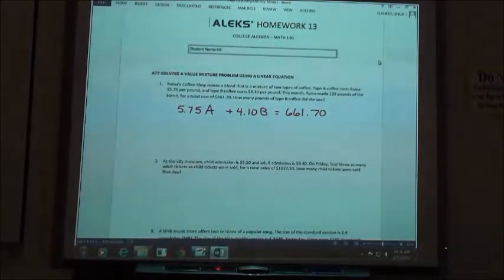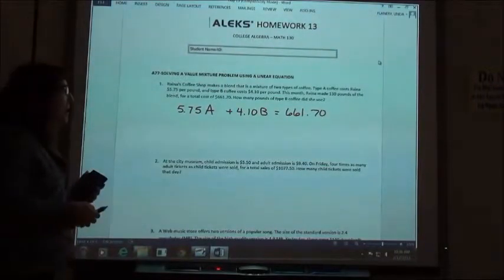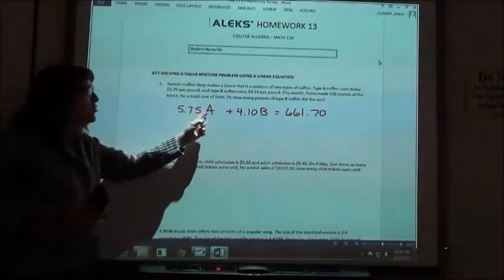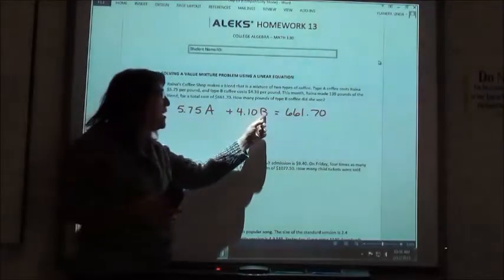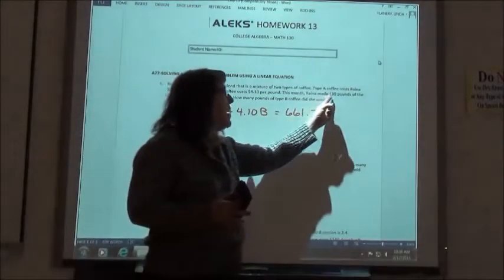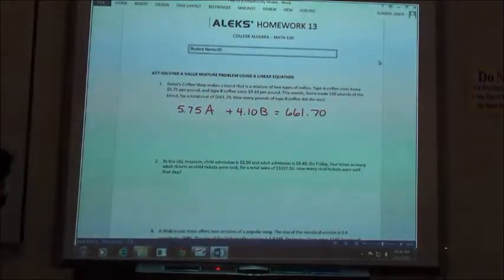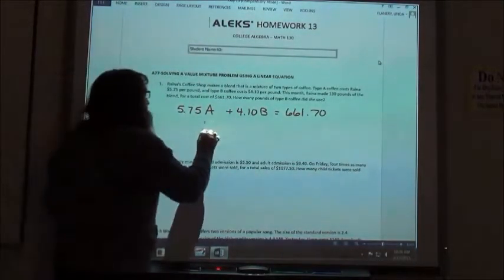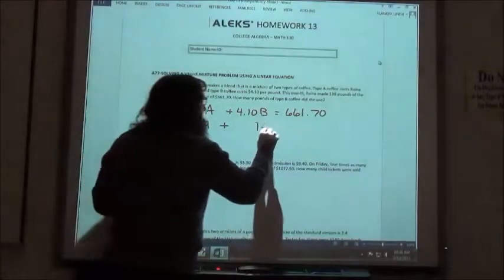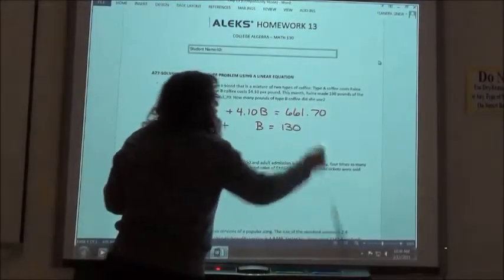Now my other equation has to do with the number of pounds that we had. A is the number of pounds we had of A, B is the number of pounds of B. She made a total of 130 pounds of our blend. So our equation is that if I take A plus B, I'm going to end up with 130.